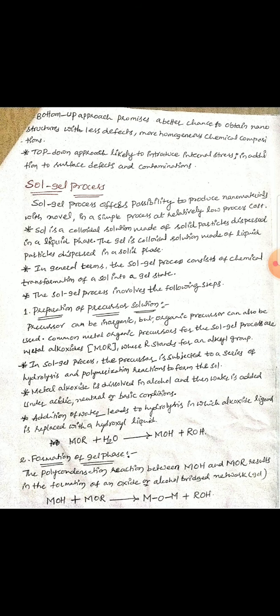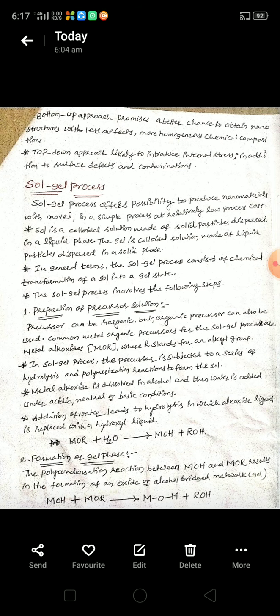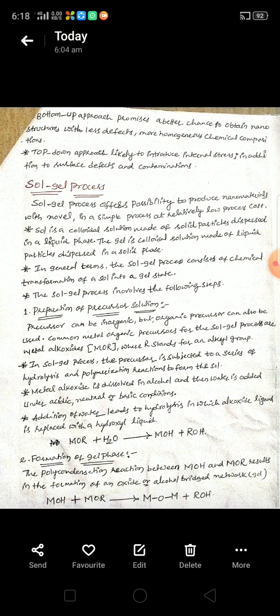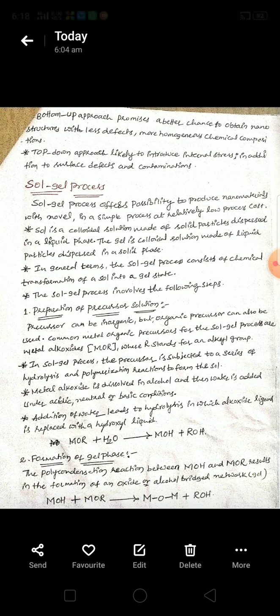Okay, what is meant by sol? Sol is a colloidal solution where the solid particles are dispersed in a liquid phase. Gels are the colloidal particles where the liquid particles are dispersed in a solid phase. Have you understood?